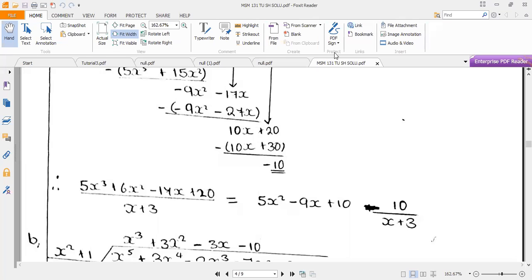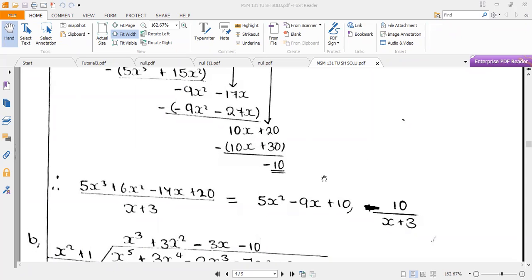What you can do at that point is simply put a comma somewhere here, so that it shows that these parts are not together. I hope we are clear on long division.